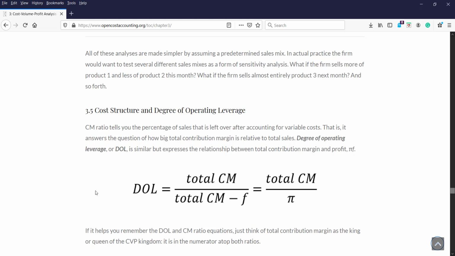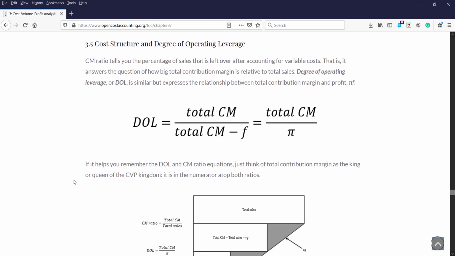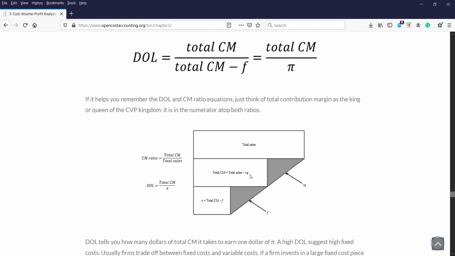So CM ratio told us how we're getting from total sales down to contribution margin. We have our total CM over total sales. It's a ratio that expresses what percent of total sales makes it through. In this case, it looks like it's 3/4 or 2/3. So it would be a CM ratio of 0.75 or 0.67.